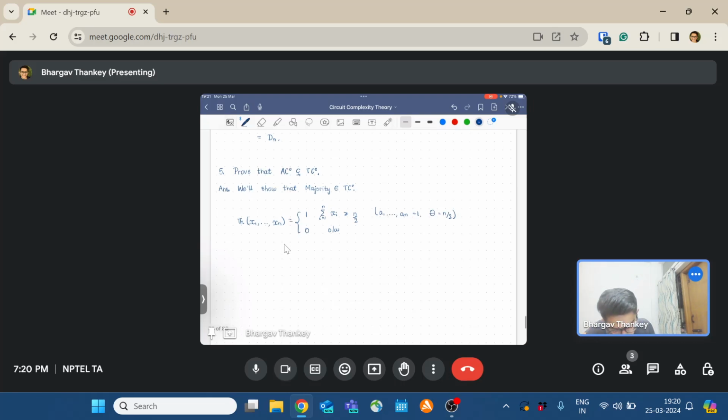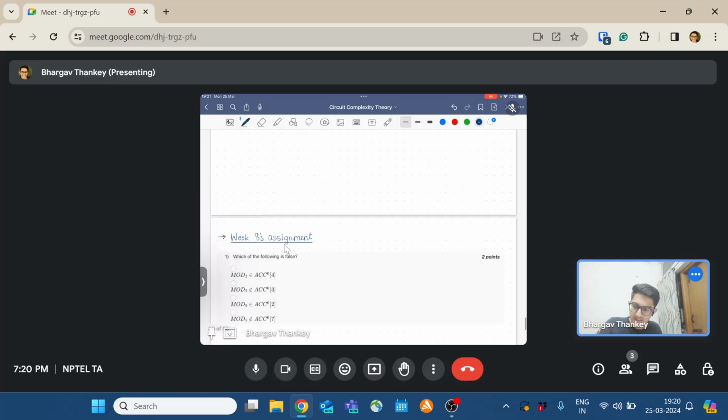And the size is just 1. So size is 1, depth is also 1. So majority is in TC0 but not in AC0, and so AC0 is strictly contained in TC0. Is this fine? Yeah. So then let's look at week 8's assignment.